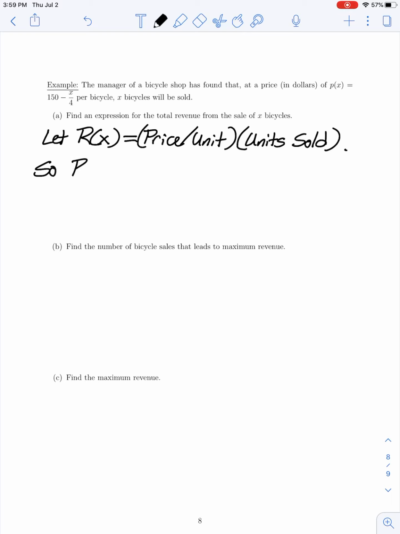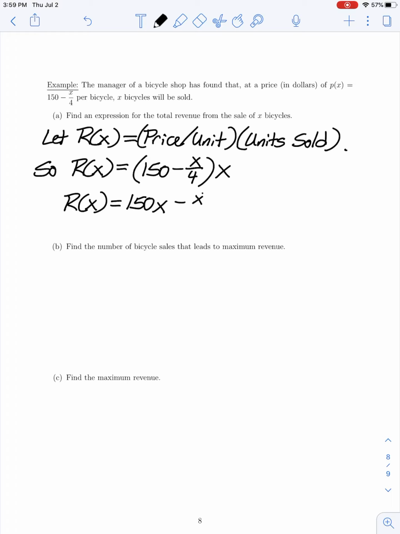So in this example, our revenue function, R of X, would be given by the price per unit, which in the problem statement we were told is 150 minus X over 4 dollars per bicycle. And then we're multiplying by the number of bicycles sold, which was X. So distributing our X, we have R of X is 150X minus X squared over 4. So here our revenue function we see is quadratic.